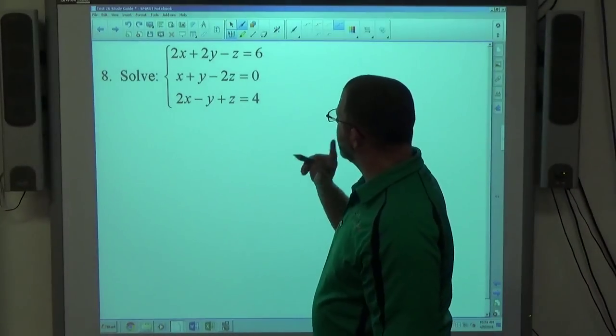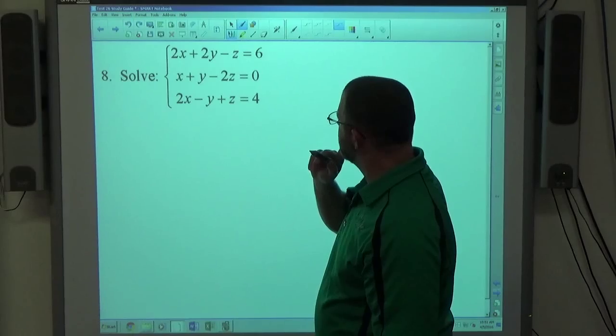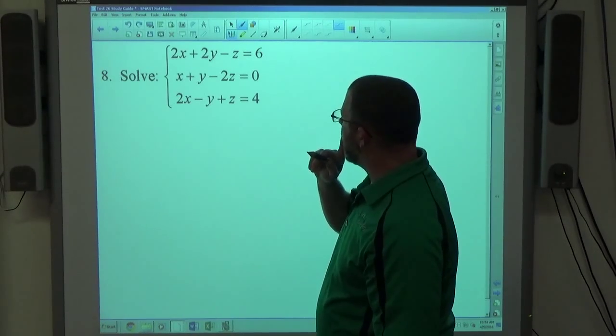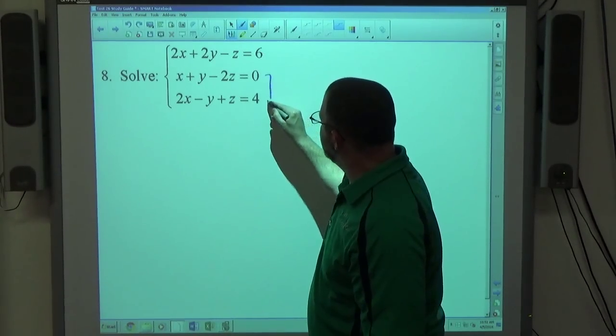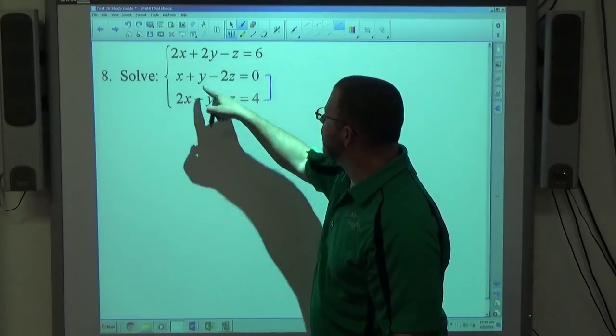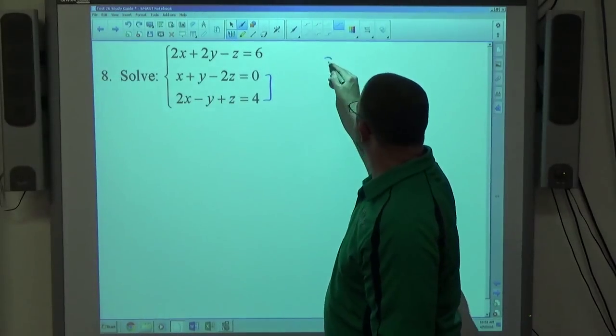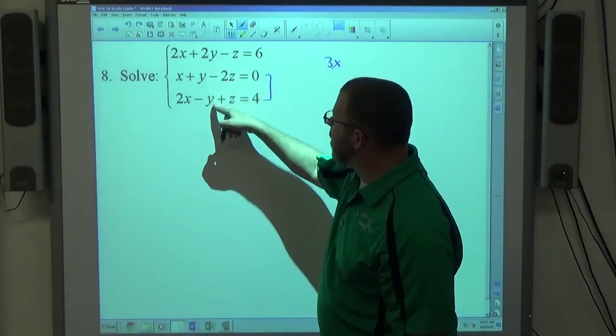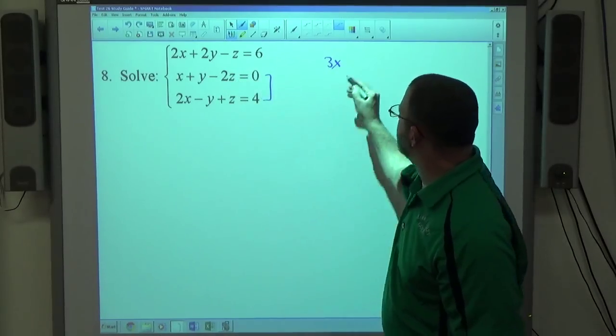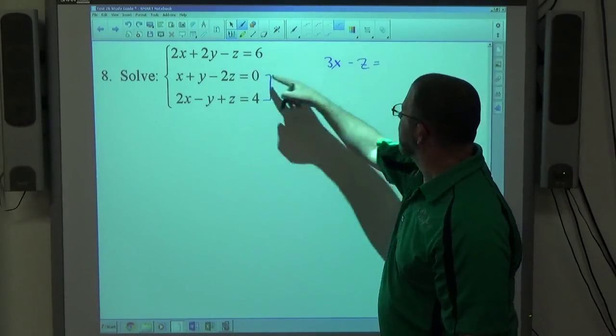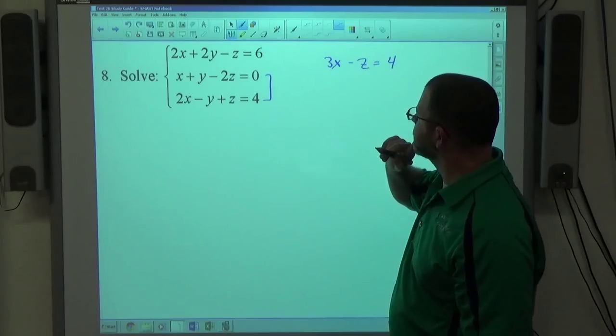Number 8, system of 3 equations, 3 variables in each one. I would probably get rid of y. So if I add these two equations together, y is easy to get rid of. X plus 2x is 3x. Y minus y cancels. Negative 2z plus z is minus z. And 0 plus 4 is 4.